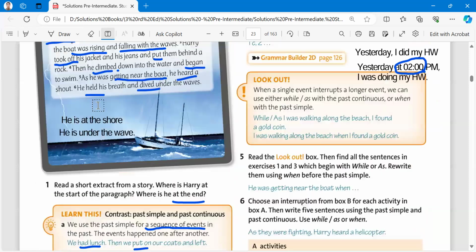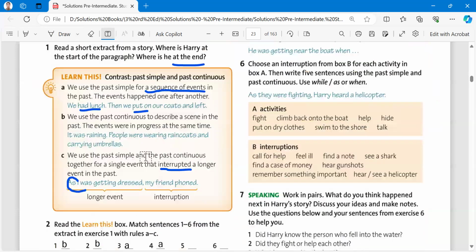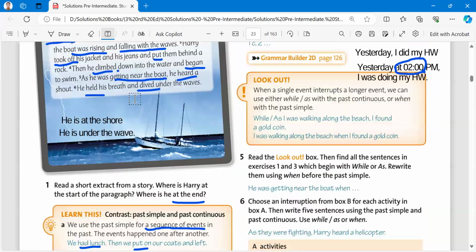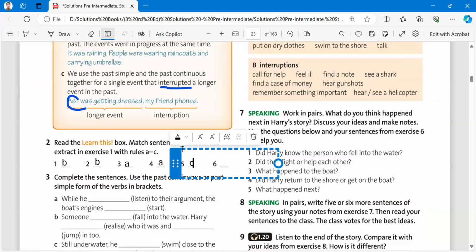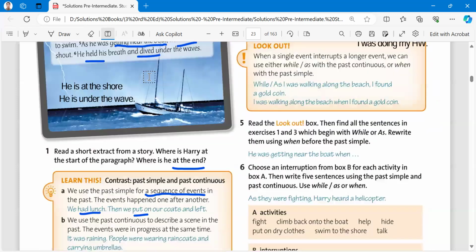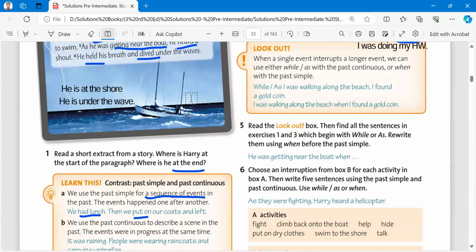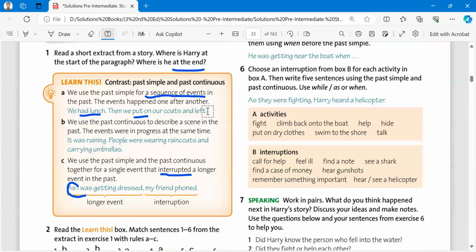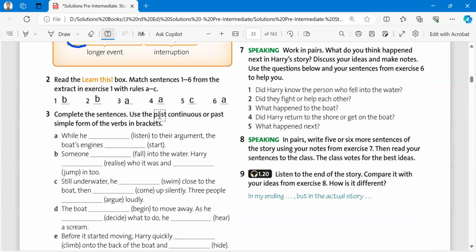Okay, the fourth is: then he climbed down, began. Again, A. Fifth one. As he was getting near the boat, he heard a shot. It's C, because the longer event was he was getting near the boat, but suddenly something interrupted. He heard a shot. And the last one is he held his breath and dived under. Again, it is A because the actions are happening in a sequence.